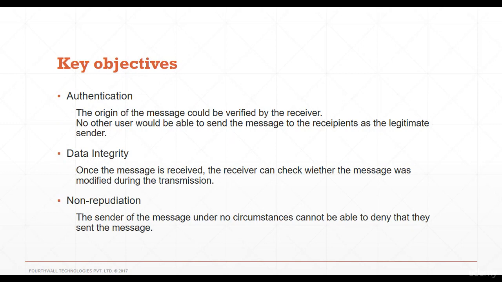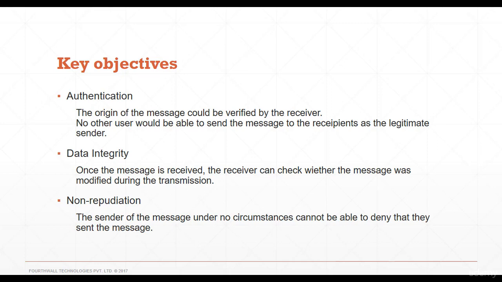So what are the key objectives of encryption? The first one would be the authentication. The origin of the message could be verified by the receiver. No other user would be able to send the message to the recipients as the legitimate sender.